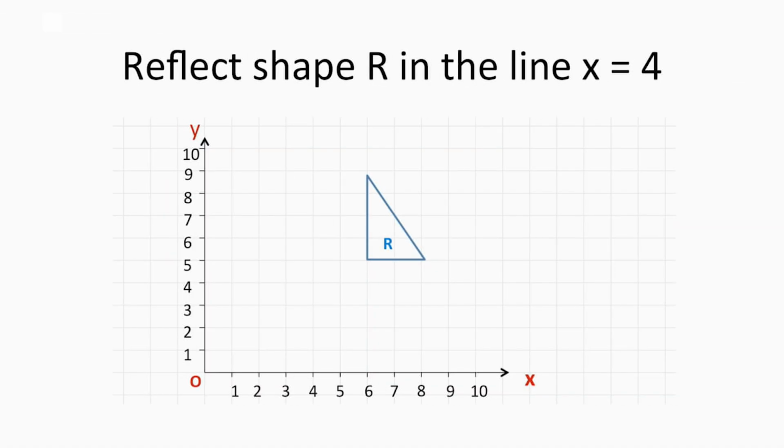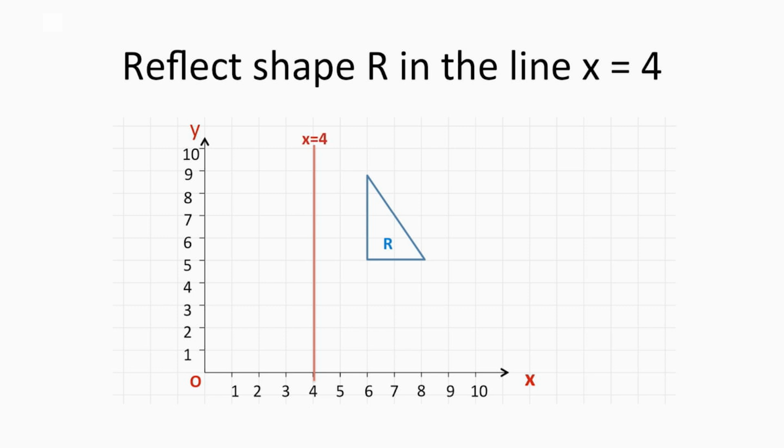So let's take a look at an example here where they ask us to reflect the shape R in the line x equals 4. Now sometimes they may just give you a mirror line and there won't be any axes in the question, but in this case they're actually wanting us to create the mirror line based on the axes they've given us. Now you'll remember from the unit on straight line graphs that the line x equals 4 is that vertical line that goes through 4 on the x-axis. So if we put that in, there's our line x equals 4, and that now becomes our mirror line.